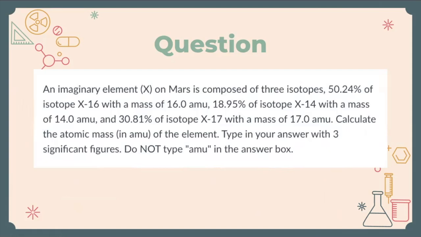Now, question 4. An imaginary element on Mars is composed of 3 isotopes. 50.24% of isotope X16 with a mass of 16 AMU, 18.95% of isotope X14 with a mass of 14 AMU, and 30.81% of isotope X17 with a mass of 17 AMU. Calculate the atomic mass of the element. Type in your answer with three significant figures. Do not type AMU in the box. So let's get a little bit more space.